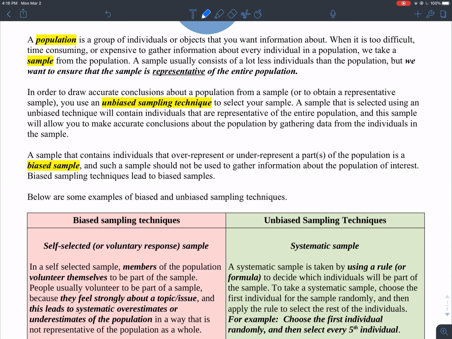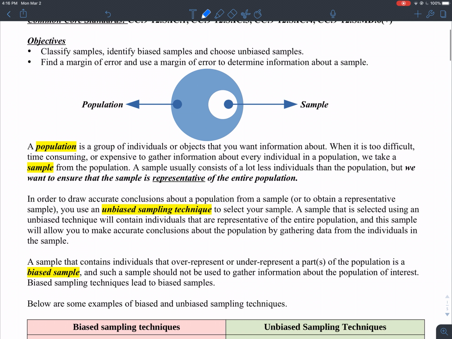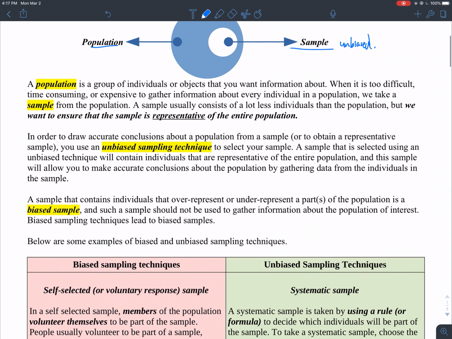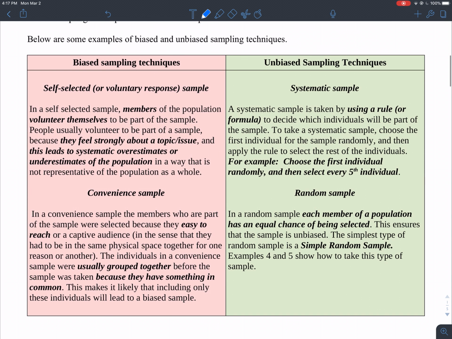So, we understand population and sample, hopefully. And then we say that the samples must be unbiased. That's what we really want. Okay, unbiased samples. So let's look at some ways people sample, and then make sure you understand which ones are bad and good, and what would make a sample bad and what would make a sample good. Okay? So here are some examples of biased and unbiased sampling techniques.